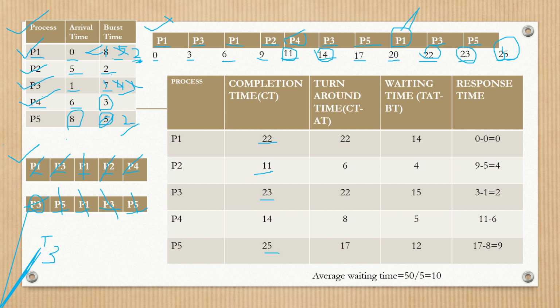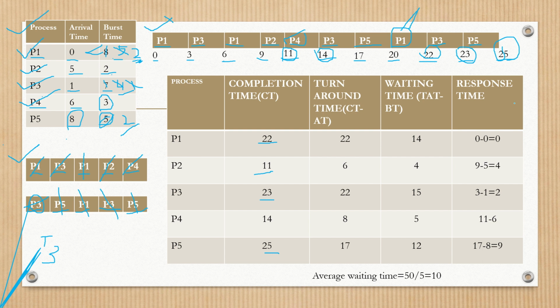Then turnaround time, you know, is completion time minus arrival time. Completion time is 22 minus its arrival time 0, so 22. For process P2, completion time is 11 and its arrival time is 5, so 11 minus 5 is 6. Like that you calculate, and you will get the turnaround time.